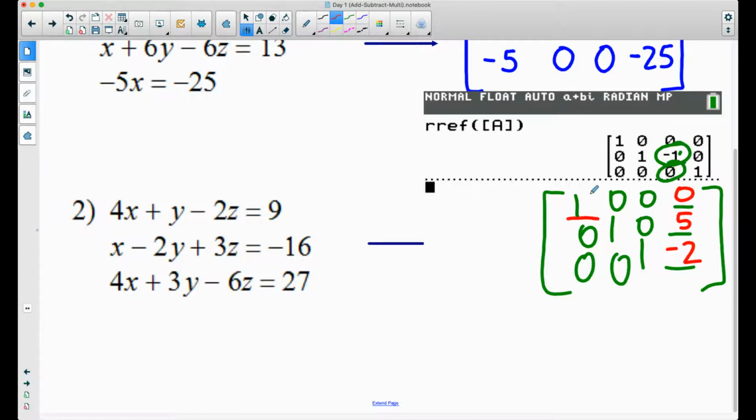So this is saying X equals 0, Y equals 5, and Z equals -2. Okay, so it has solved the entire system of equations for you. Any questions on how to plug this in? All right.